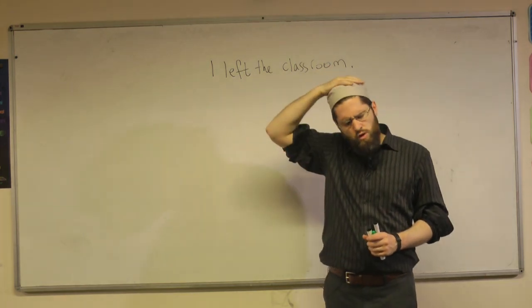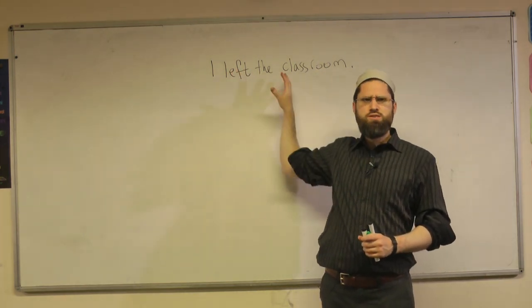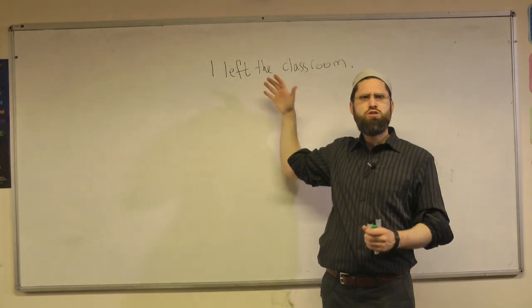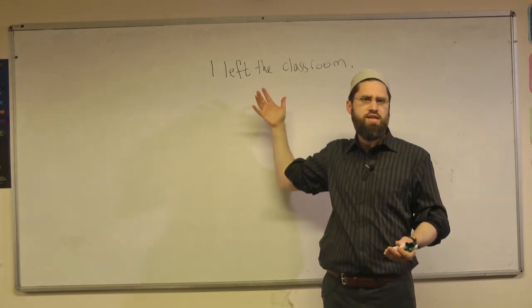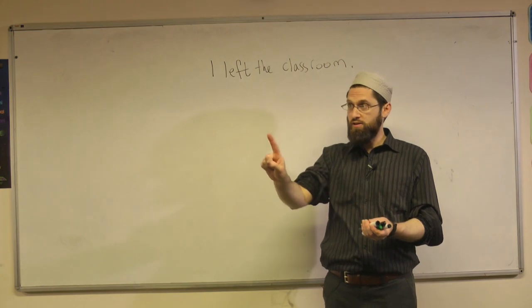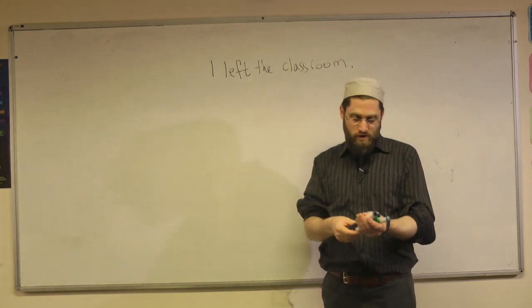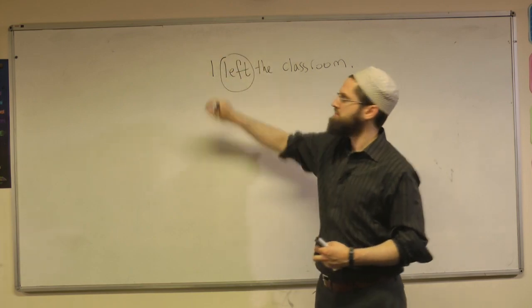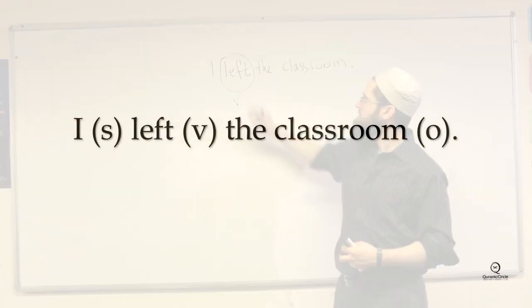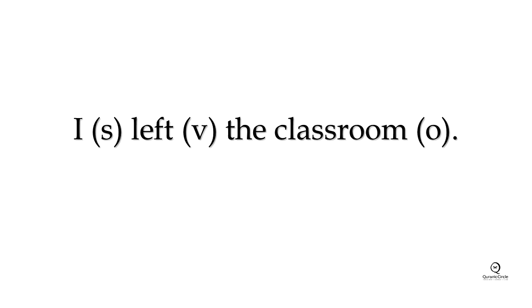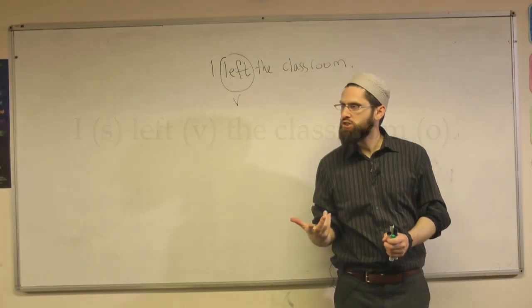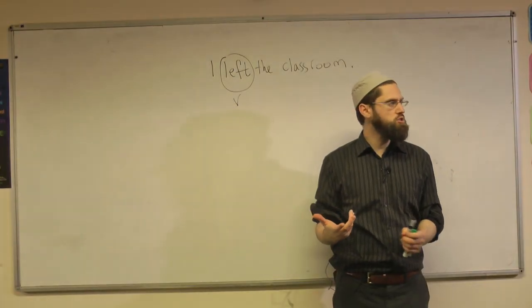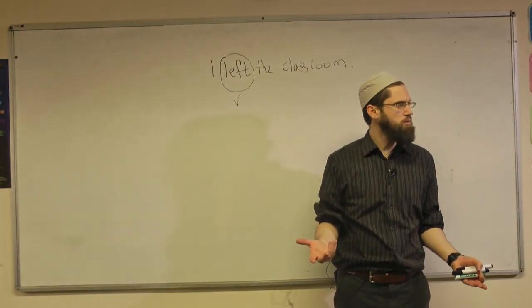Now, what are the elements of this sentence? This is a verbal sentence, so obviously what have we got in it? We've got a verb in it. Where's the verb? Left. That's the action. And then obviously with a verbal sentence, we need someone that's doing the action. You can't have an action without someone doing it, and we spoke about that.